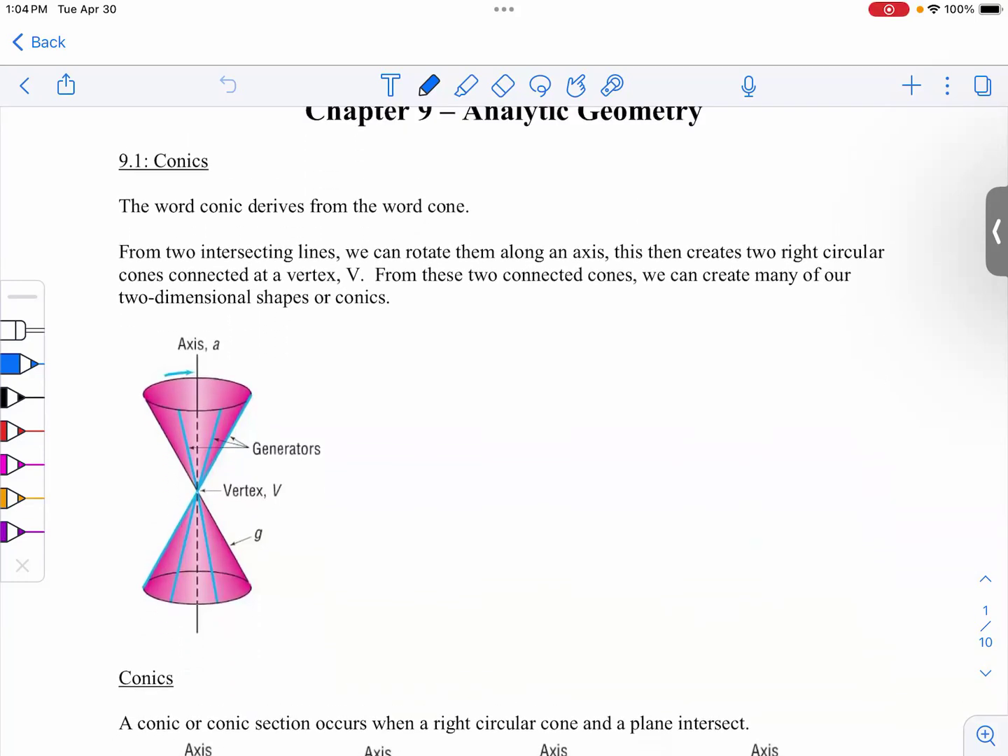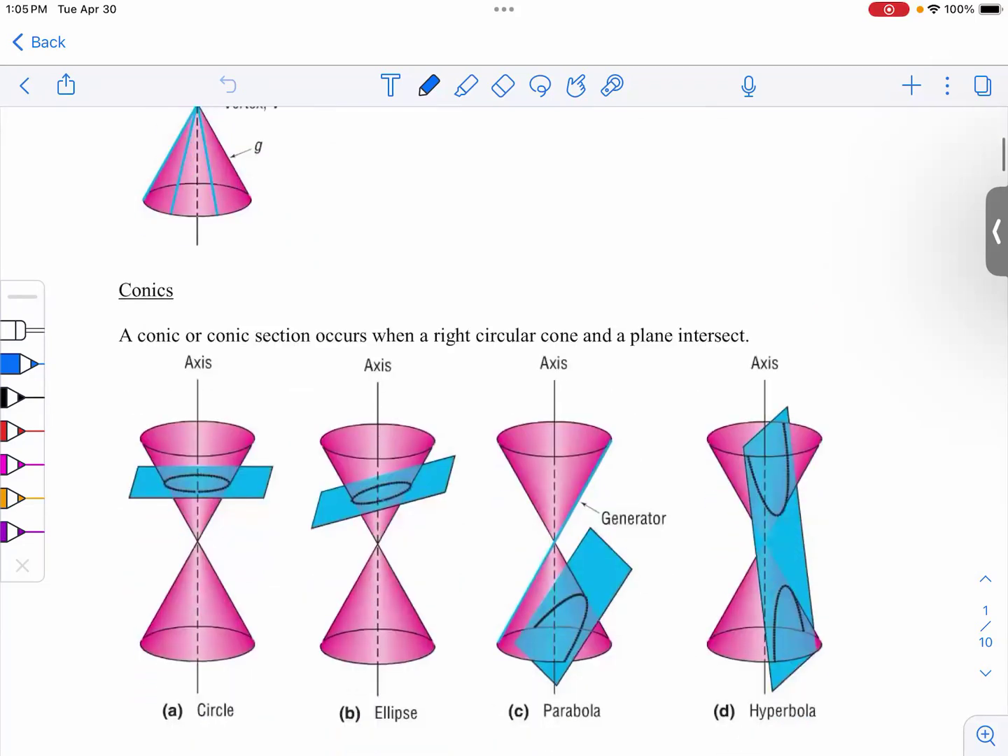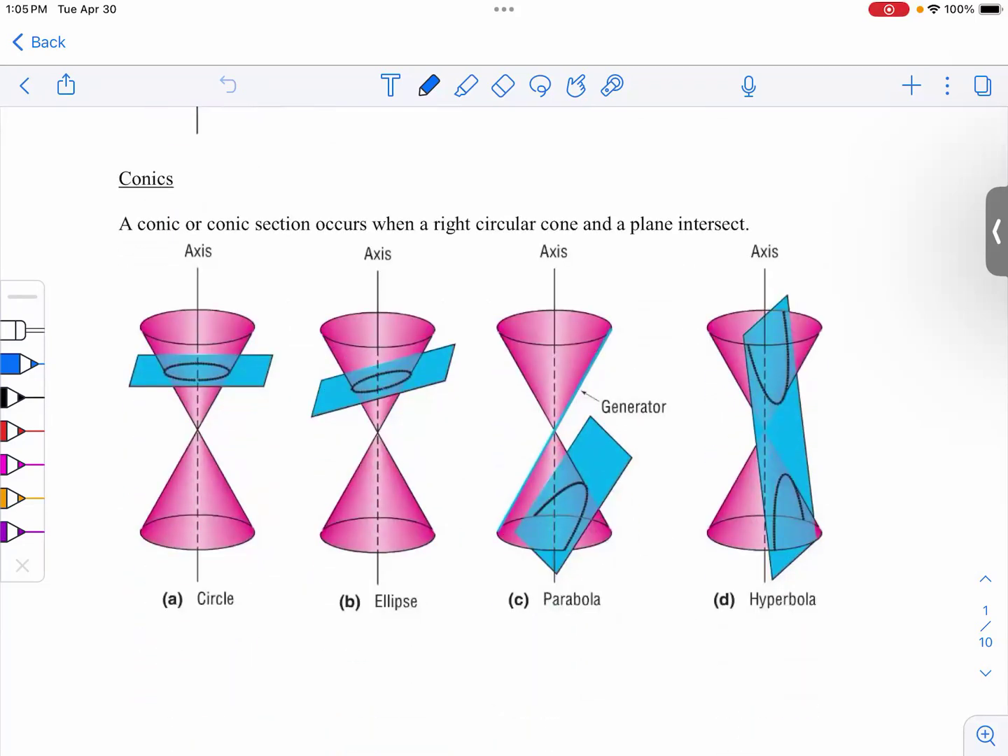So starting with the basic concept, a conic, right? A word you should be familiar with derives from the word cone. Basically, if you have two cones, you line them up. If we take these two cones and we slice them various ways, we're going to get shapes in 2 dimensions that you should be massively, massively familiar with. And we're going to look at these 4, right? These 4, which you should be very, very familiar with.